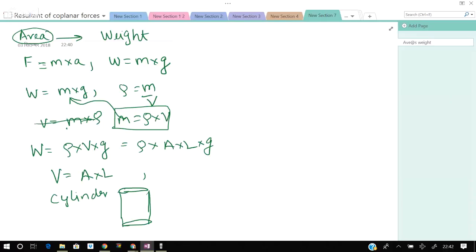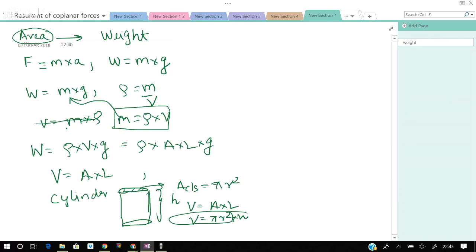So now we know this top surface area over here. This is the area of cross section, that is pi r square, and this entire part is the length. So over here, volume will be equal to area into length. So volume will be equal to pi r square into h, which is the volume of this entire part.